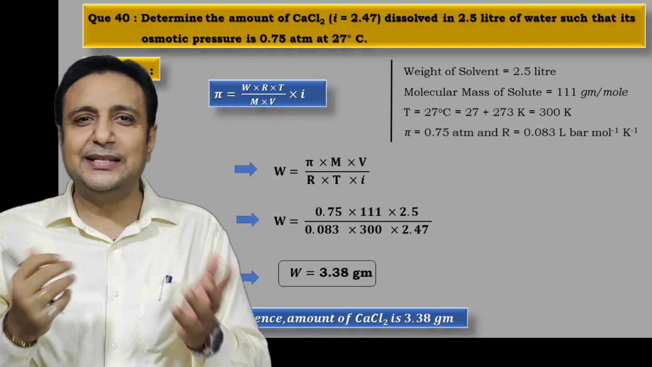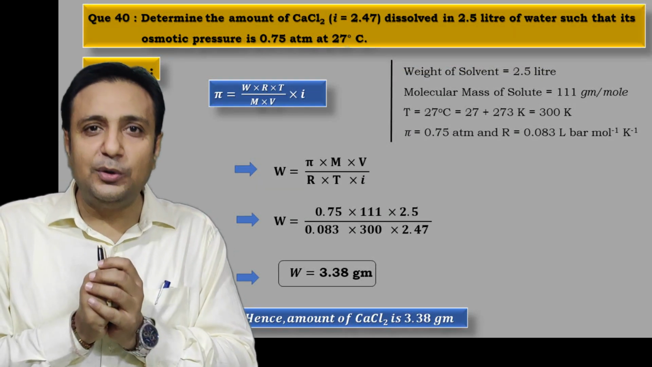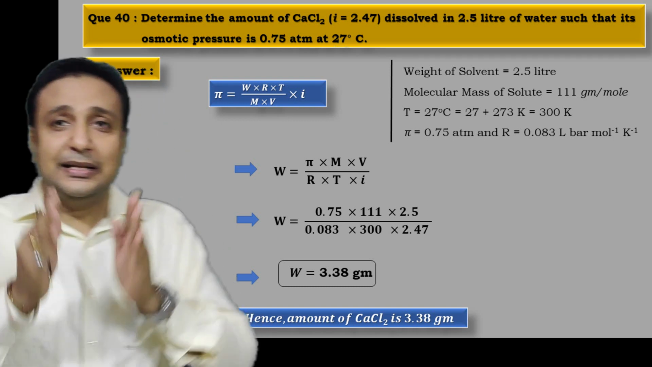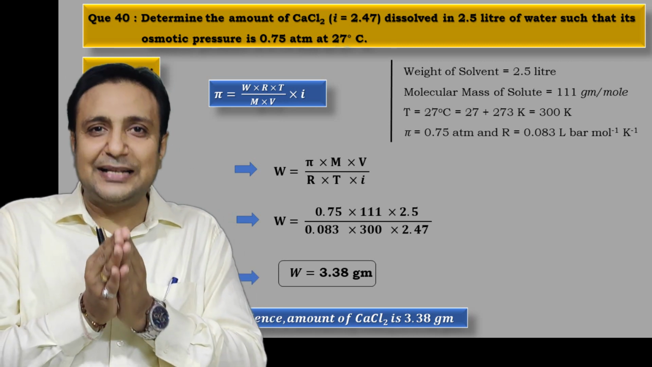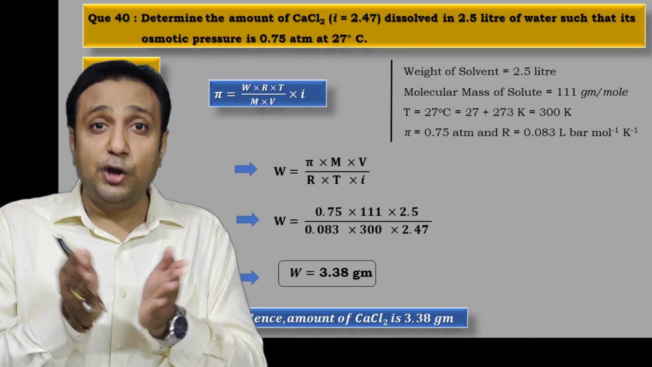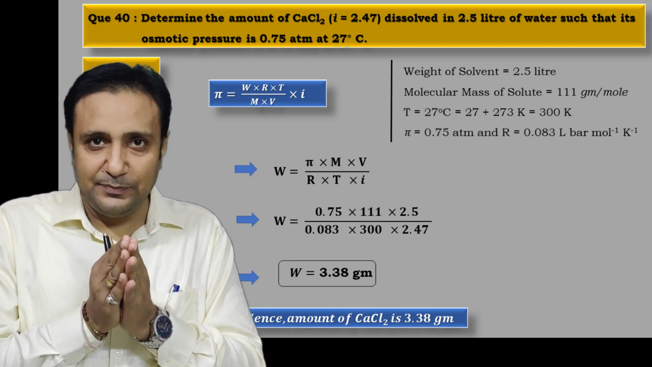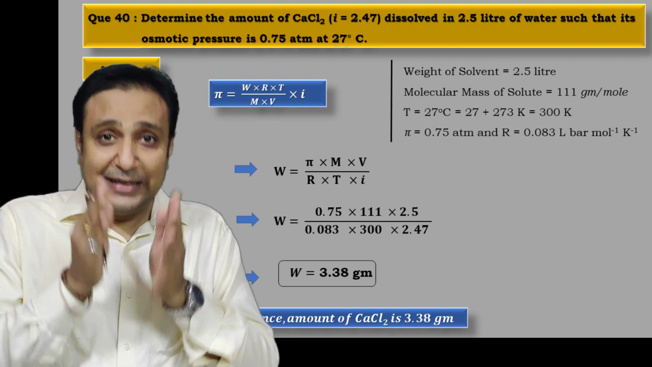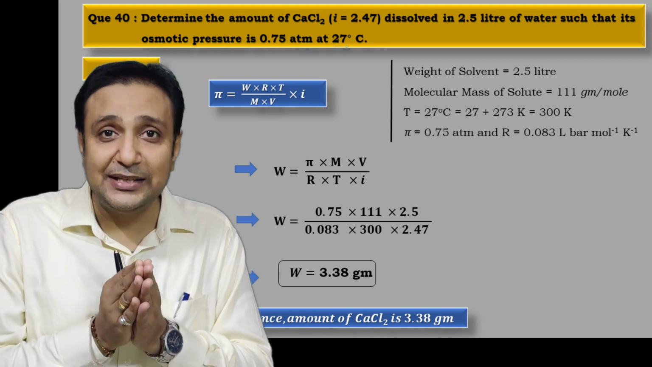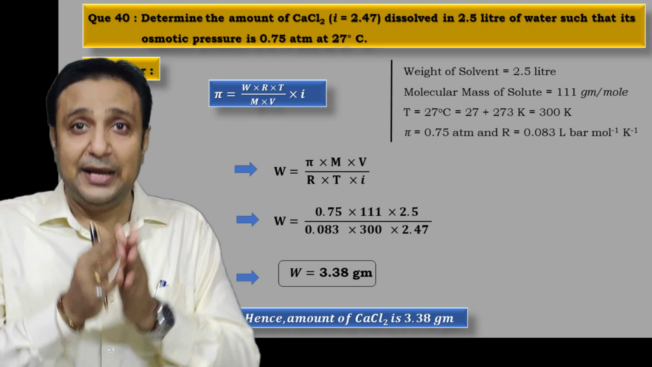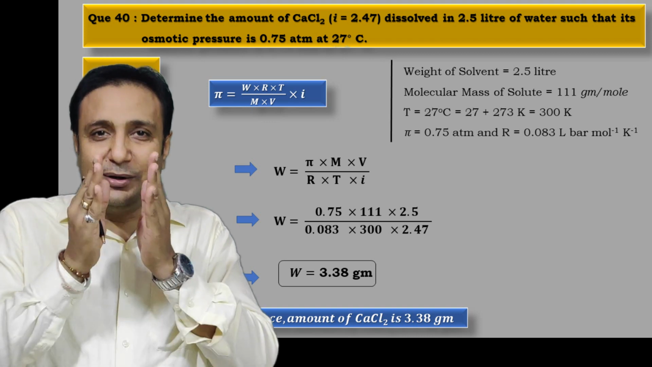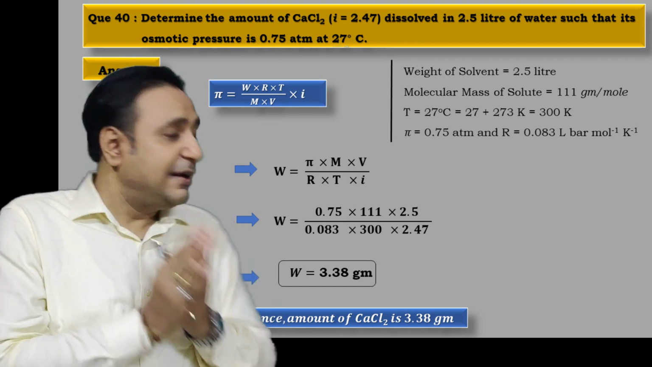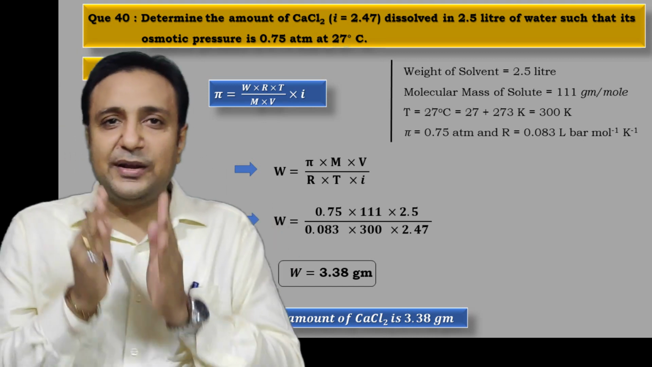Question number 40. This is a very easy sum. In this sum, we want to calculate the amount of calcium chloride. For that, what have they given? They have given the volume of the solvent, that is 2.5 liter. Molecular mass of the solute, which you can calculate on your own, will be 111 gram per mole. Then temperature is given as 27 degrees Celsius, so it will be 300 Kelvin, and pi is equal to 0.75 atm. So these values they have given, and from these values we want to calculate the weight of solute.